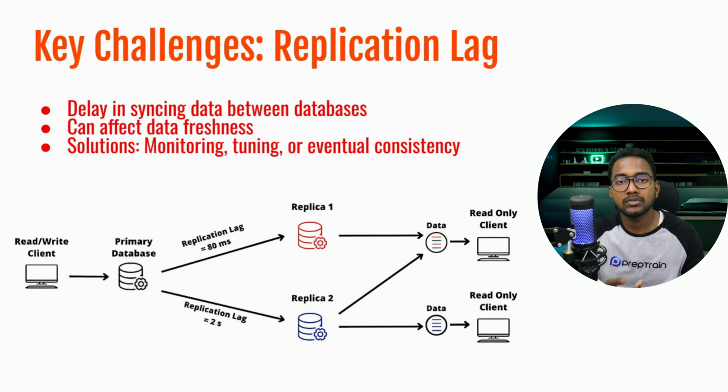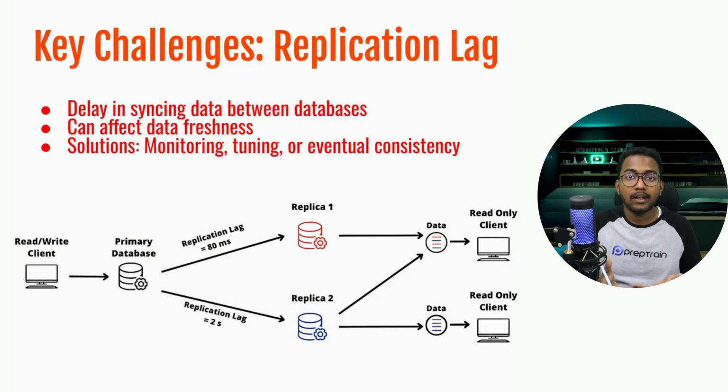One approach is to monitor the lag closely and tune the system to reduce it. For example, the replication process can be optimized to ensure that updates are processed as quickly as possible. In some cases, especially for systems that can tolerate a bit of delay, engineers might opt for eventual consistency. This means that while the data might be temporarily out of sync, it will eventually be consistent across all the replicas. This strategy is often used in systems where real-time accuracy isn't critical, but availability and scalability are more important.